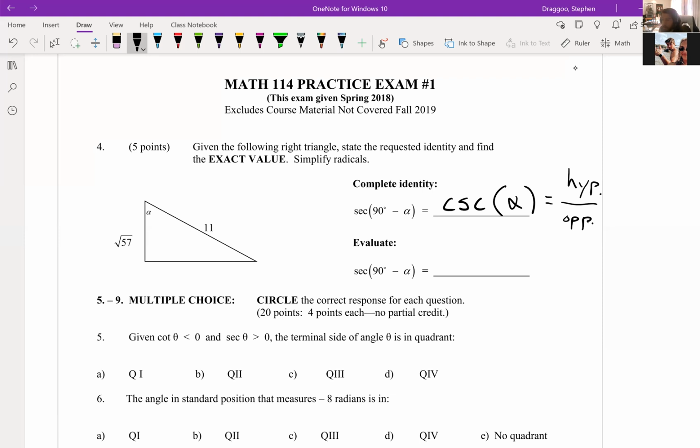So we need to know what our opposite side is. Unfortunately, we're missing that right now. So we'll need to use the Pythagorean theorem in order to solve for that side b. If we run through that work real quick, 57 plus b squared is equal to 11 squared, meaning that b squared is 121 minus 57, which will simplify to 64, meaning that b is 8, the square root of 64.